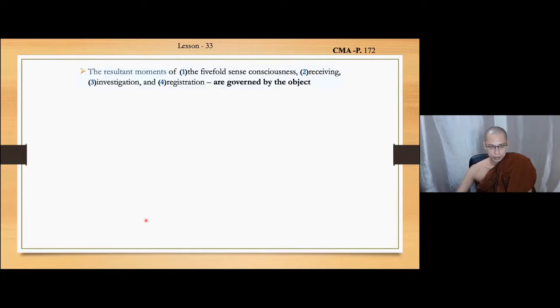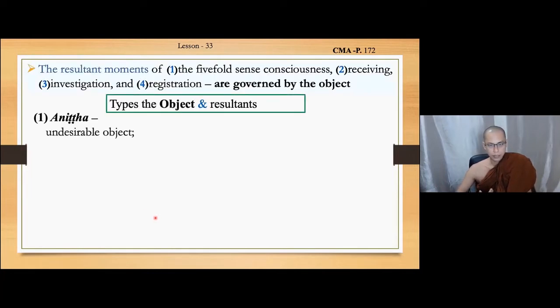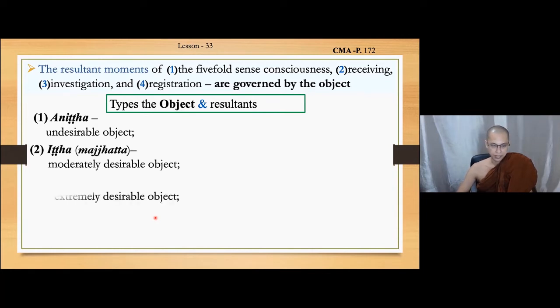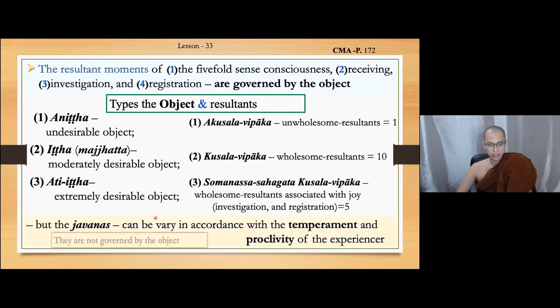Then this is the slide we already studied in lesson 33 about the registration and the objects. The same meaning is shown here. So 1 for undesirable object, 10 for moderately desirable. It is called the Ittha, because this is separate from the Atiittha, extremely desirable. That is why, except for the extremely desirable, other desirable objects are regarded as Ittha-majjhatta, moderately desirable objects.